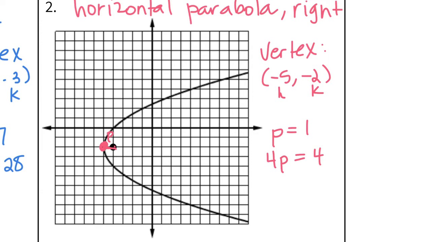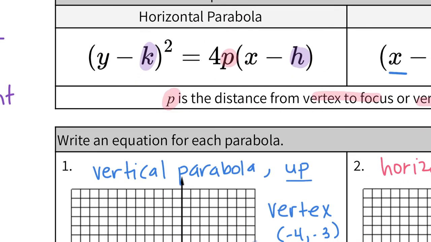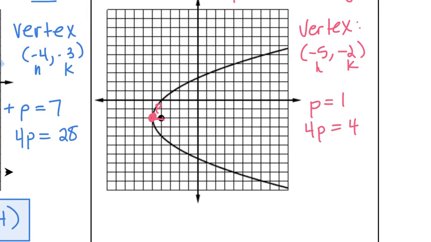Now that I have everything, I can write my equation. For horizontal, we're going to start with y minus k squared and then continue from there. So y minus k. k was -2, so we're going to change that to a plus sign. Squared equals 4p, which is 4, x minus -5, so plus sign. And that's the equation for this graph.